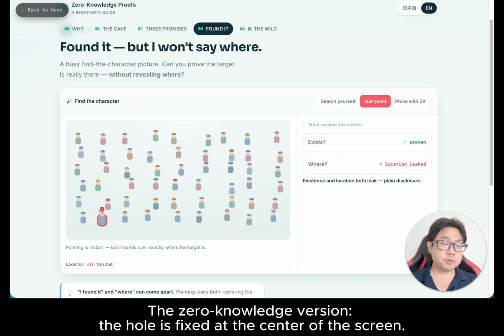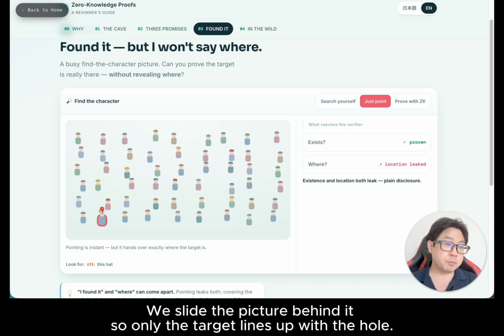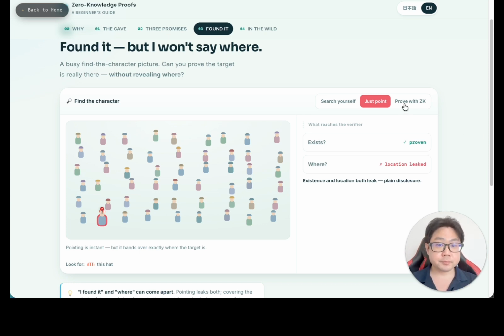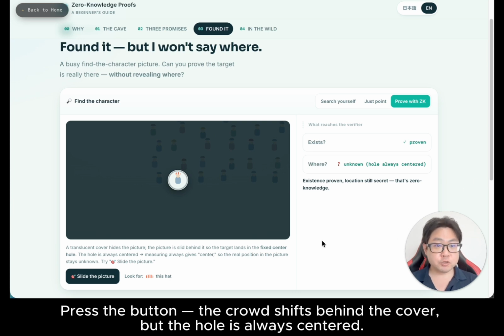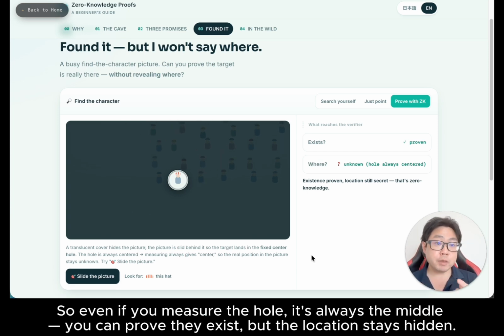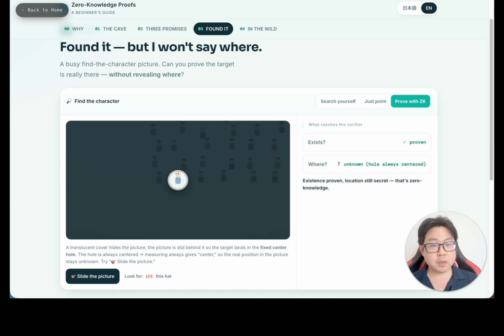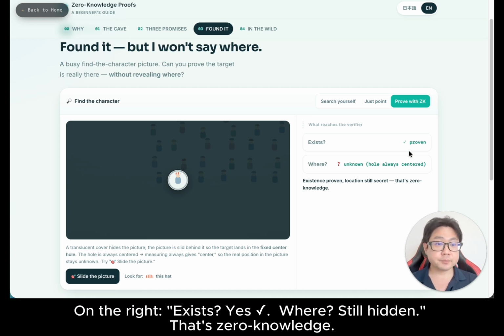The zero knowledge version. The hole is fixed at the center of the screen. We slide the picture behind it so only the target lines up with the hole. Like this. Press a button, the crowd shifts behind this cover. Like this. But the hole is always centered, so even if you measure the hole, it's always the middle. You can prove they exist, but the location stays hidden. On the right, exists, yes. Where, still hidden. That's zero knowledge.